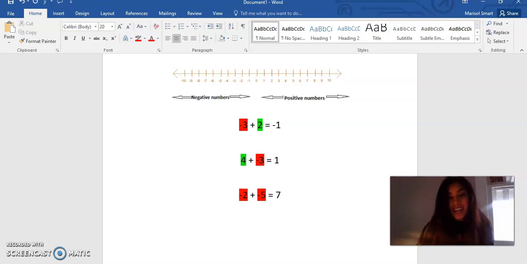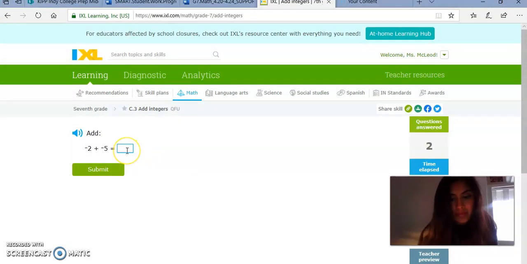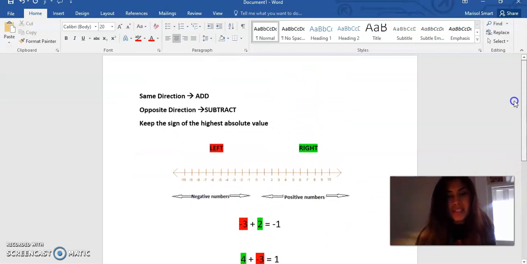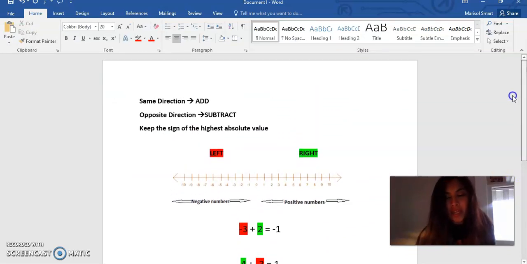Now we need to give it a sign. You can still use the absolute value concept to determine the sign, but we're just adding two negatives, so we're just going to keep it as a negative. And then we're done. So when going through these problems, go back to these key points to help you learn how to add integers.